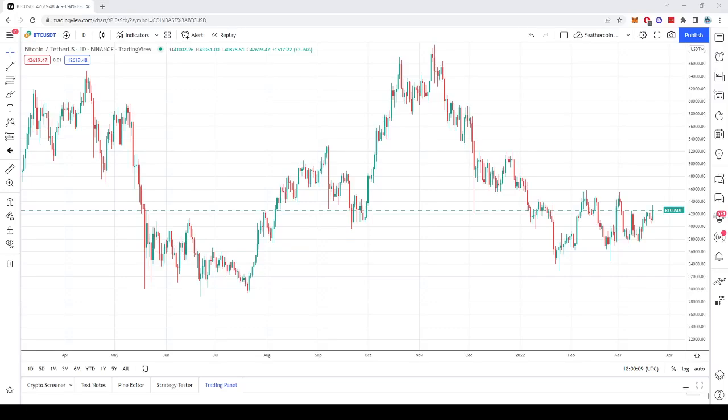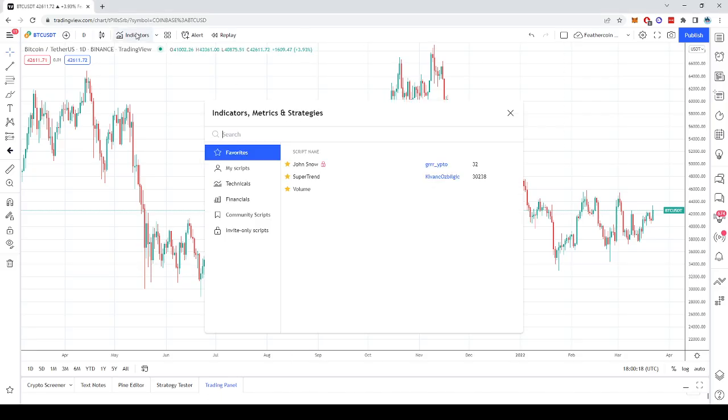Alright, in this video I'm going to show you guys how I use on balance volume, OBV, and SuperTrend together to get good bottom entries. So I'm going to start with a fresh chart, and I'm going to show you how I add the indicators.